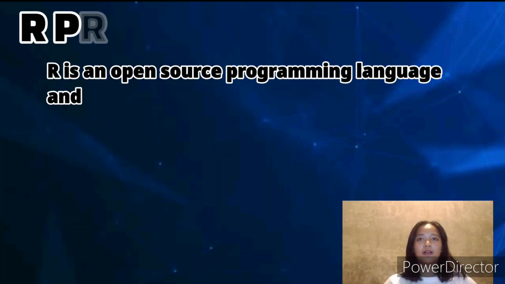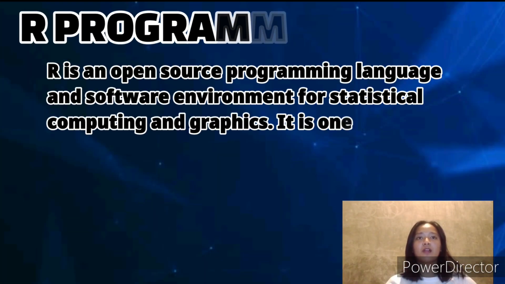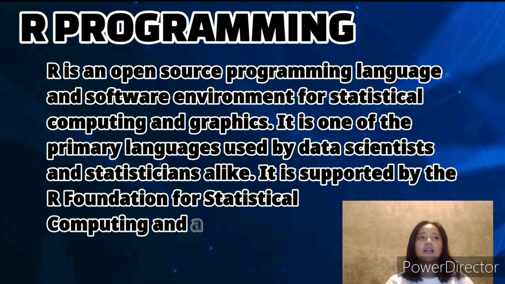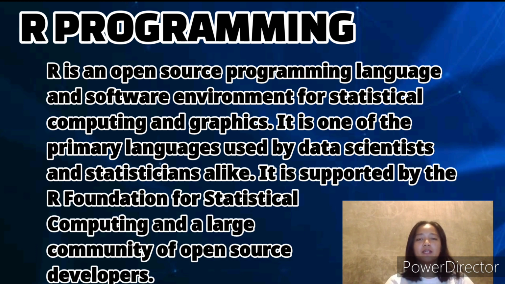What is R? R is an open source programming language and software environment for statistical computing and graphics. It is one of the primary languages used by data scientists and statisticians. It is supported by the R Foundation for Statistical Computing and a large community of open source developers.